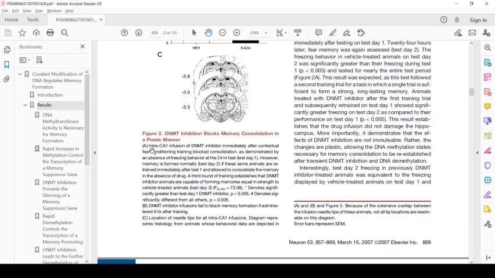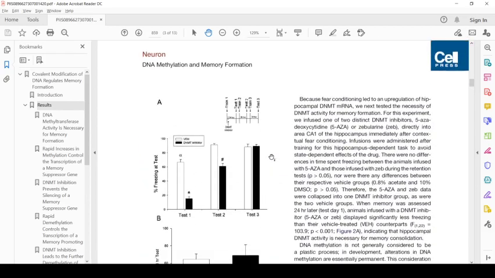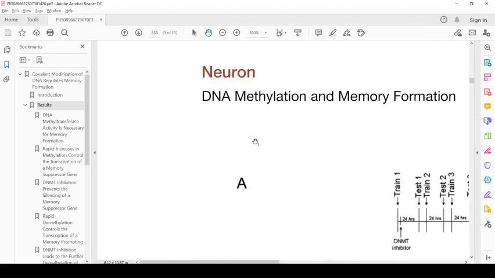These are cool results. So intra-CA1 infusion, remember CA1 is a subfield of the hippocampus. So these rats are getting a drug delivered directly to their hippocampus. An infusion of the DNA methyltransferase inhibitor immediately after contextual fear conditioning training blocked consolidation. So the infusion after training blocked memory consolidation, as demonstrated by the absence of freezing behavior at the 24-hour test.